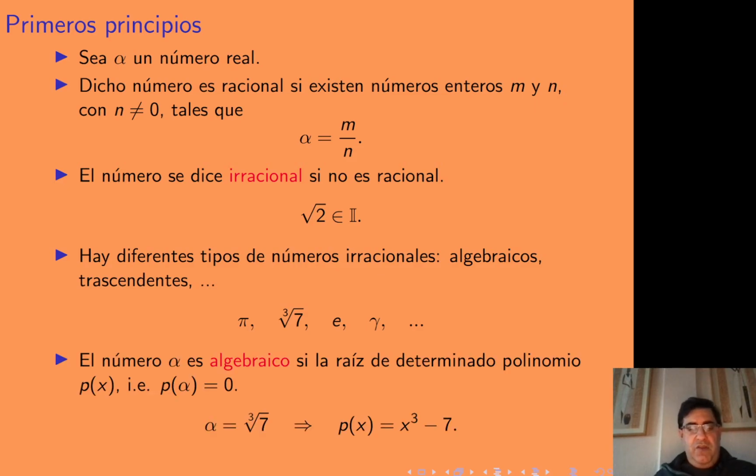In fact, the cube root of 7 is an algebraic number because it's a solution of this polynomial. This is a simple exercise to try. At the same time, it's impossible to find polynomial expressions with integer coefficients so that these polynomials have e or pi as a solution.